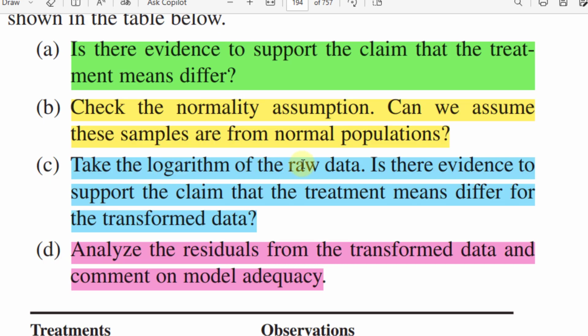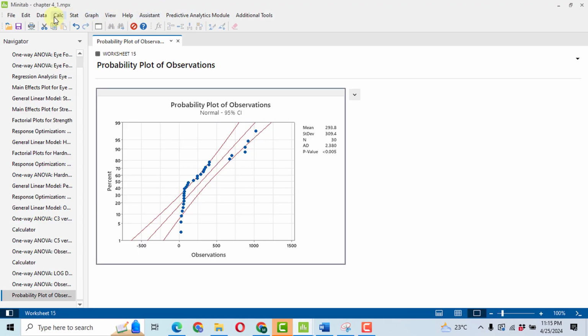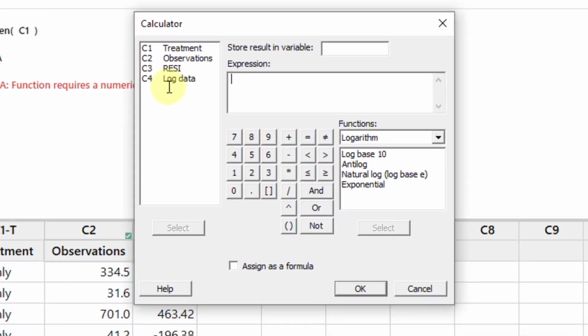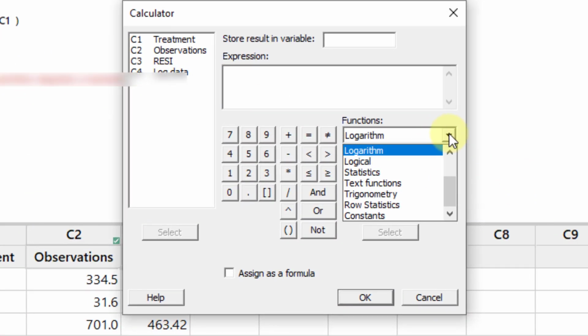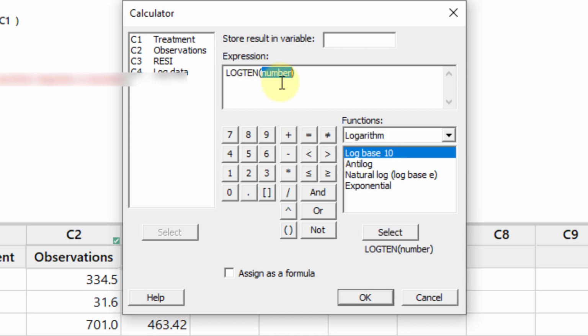Take the logarithm of the raw data. Is there any evidence to support the claim that treatment means differ for the transformed data? First of all, we will have to take the logarithm. Click on Calc, then Calculator. Here first of all, select the function. There are a lot of functions available, but you will have to select logarithmic. After that, select log base 10. Here, instead of the number, click on observation twice so that the observation will come there.